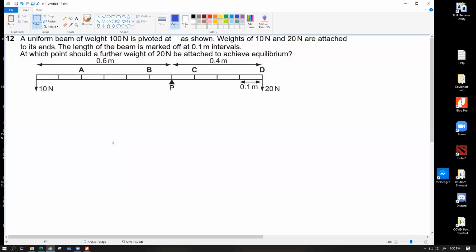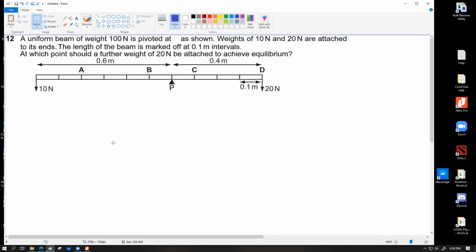আরেকবার বলুন স্যার। The question says, at which point should a further weight of 20 Newton be attached to achieve equilibrium? Which means the question is already telling you that the system that is drawn over here is not in equilibrium. To make it come into equilibrium, you have to attach a 20 Newton force somewhere on the object. And what is that location? What should be the location of that 20 Newton force or 20 Newton weight? That is what you're trying to find out.